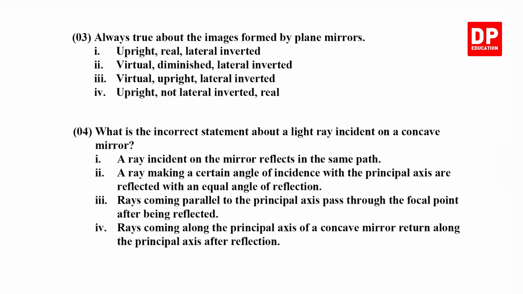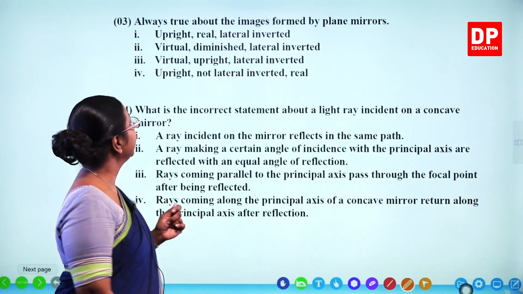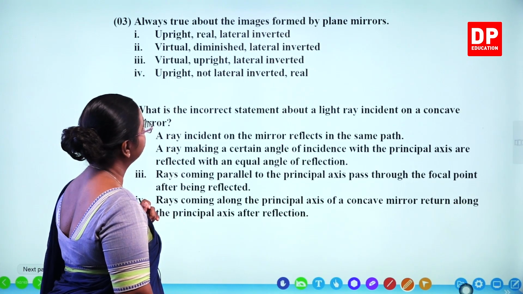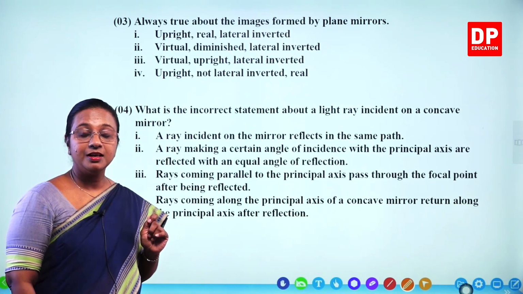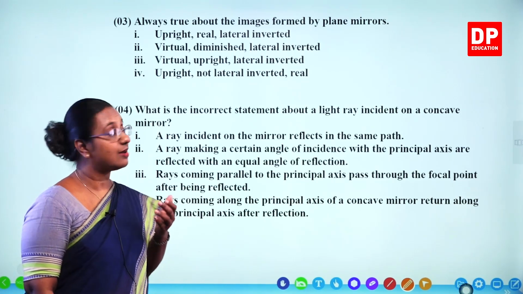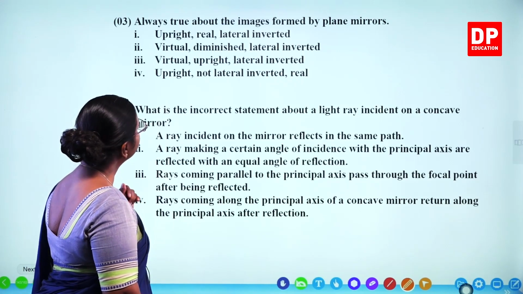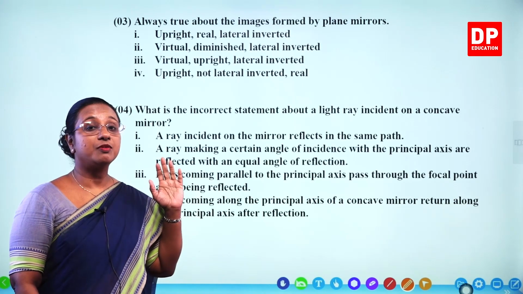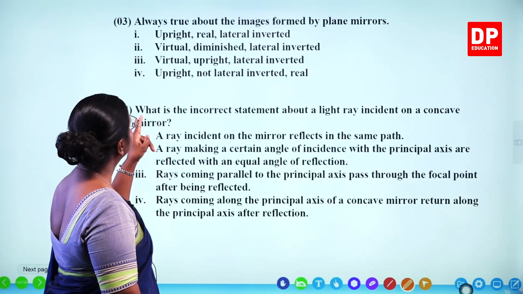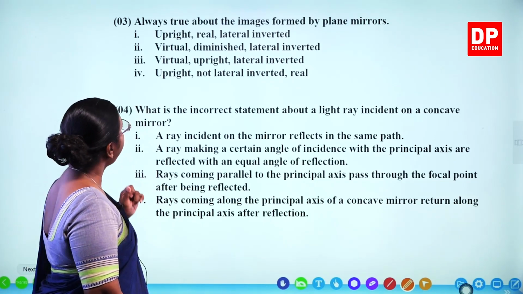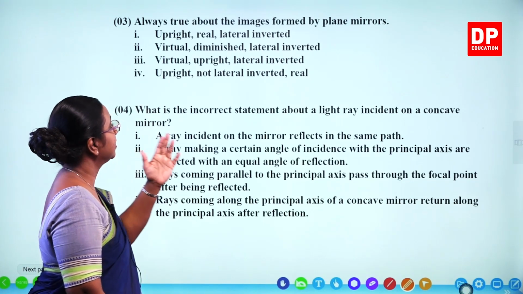Always true about the images formed by plane mirrors. So, just now also we discussed this. They are always upright, real, lateral inverted. Is that correct? They are not real because you can't get the image on the screen. They are virtual. So, virtual, diminished, lateral inverted. They are not diminished. They are of the same size. Virtual, upright and lateral inverted. That's correct. Upright, not lateral inverted, real.